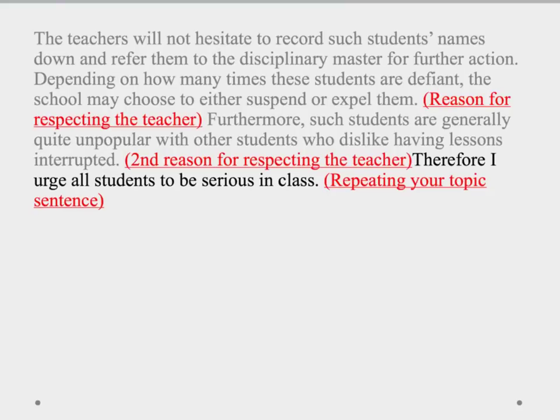Furthermore, such students are generally quite unpopular with other students who dislike having lessons interrupted. So that's the second reason why you should respect the teacher and behave in class. And of course, we always end off by repeating our topic sentence in some way. Therefore, I urge all students to be serious in class.